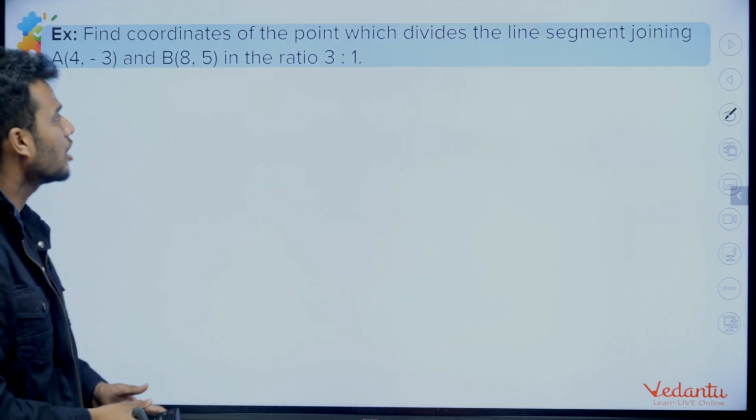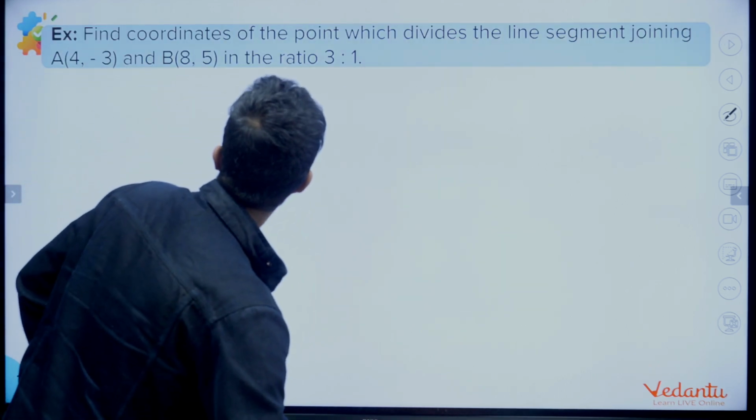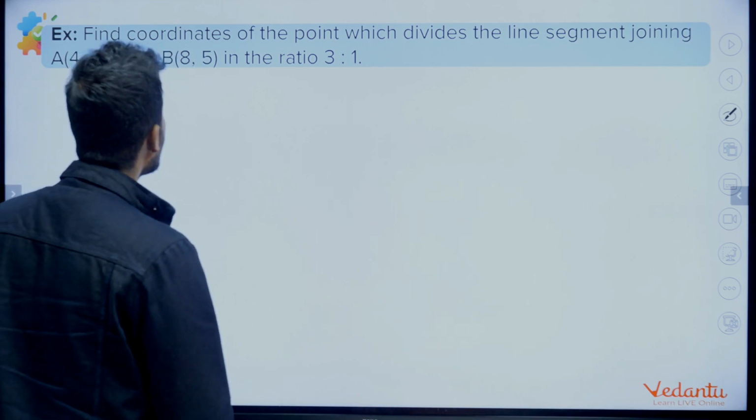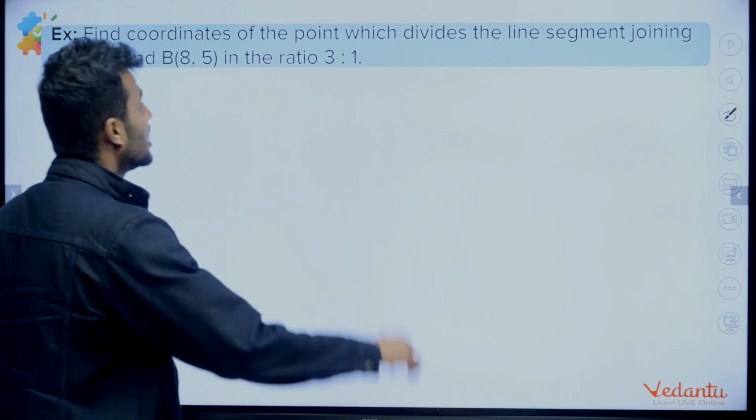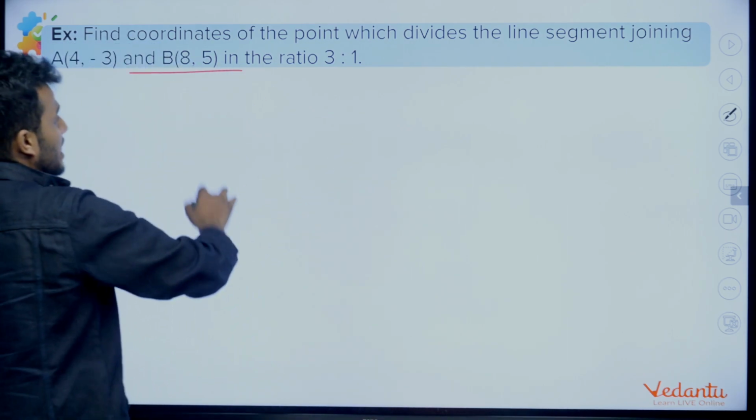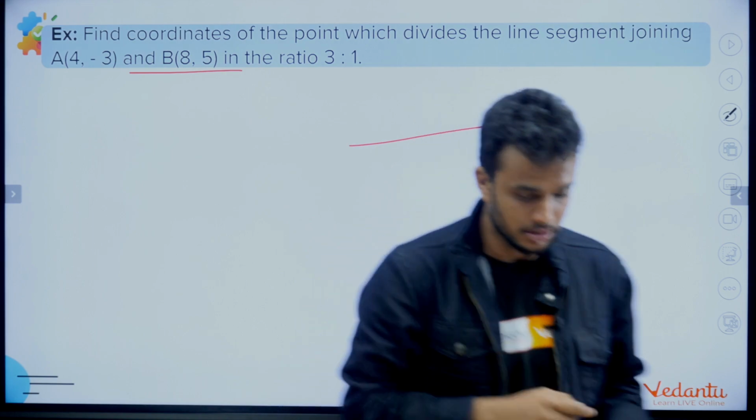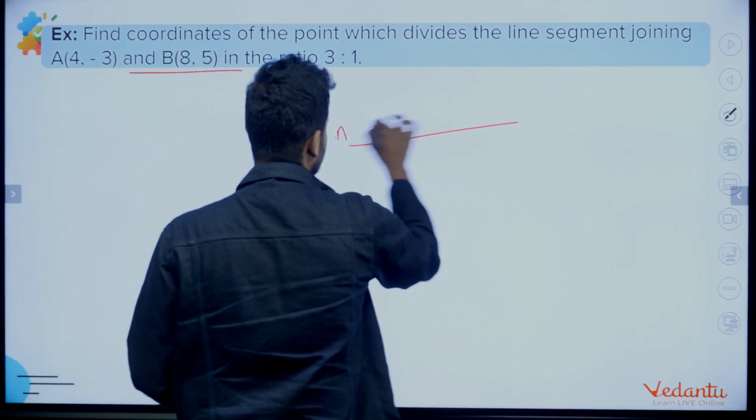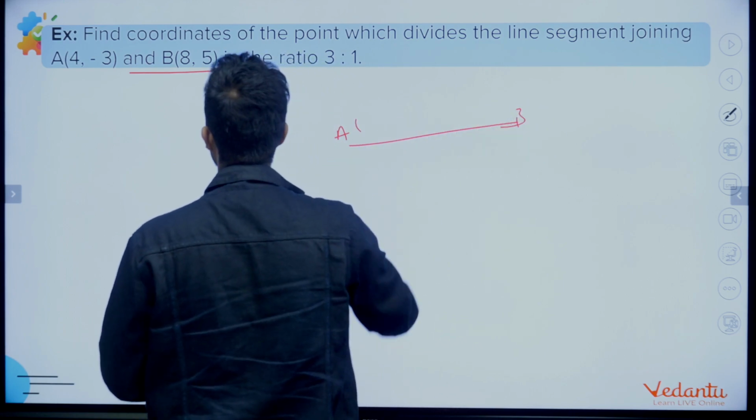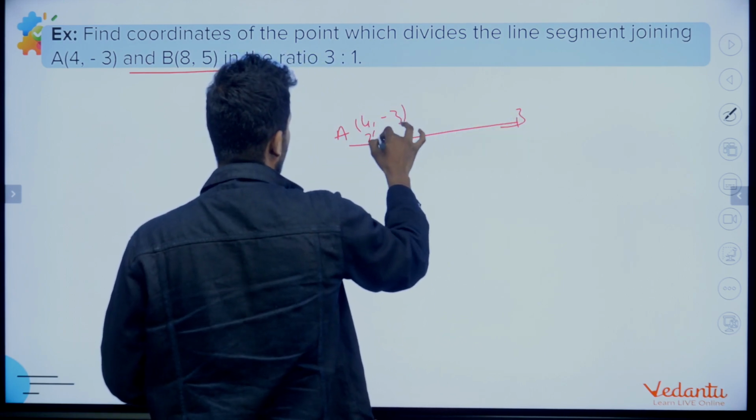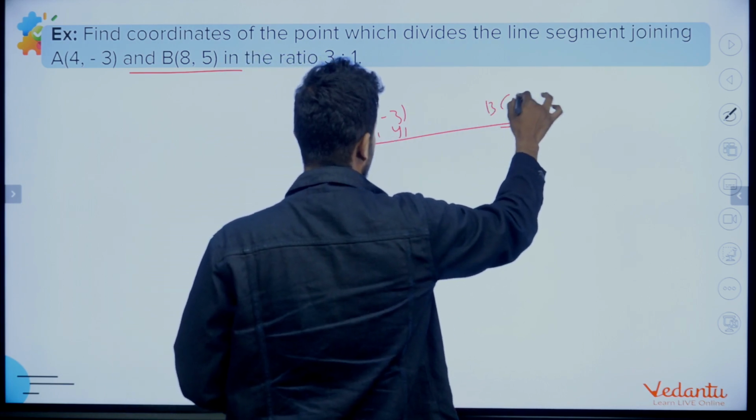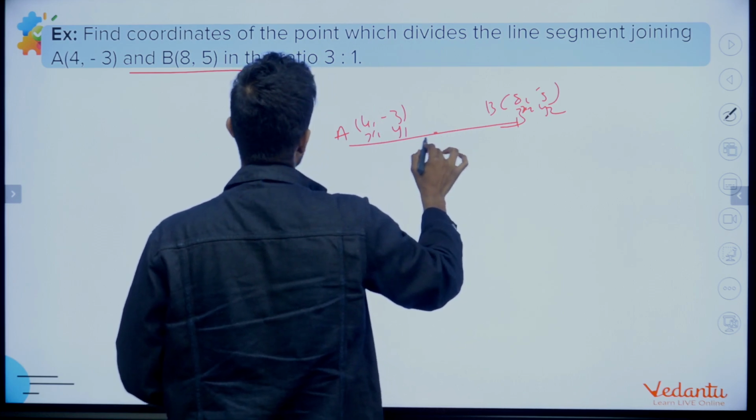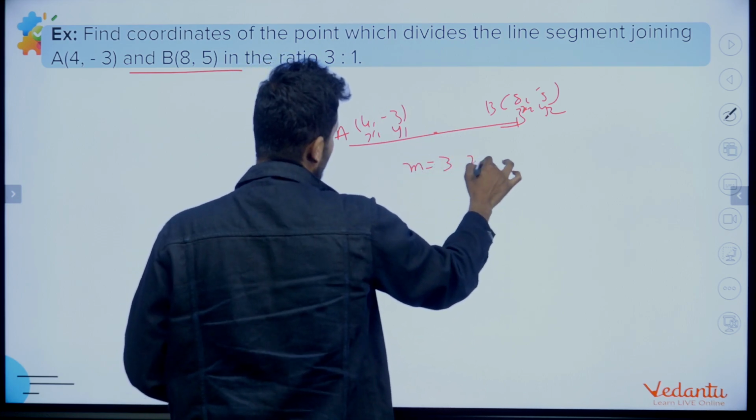Okay, next question. Let's solve, students. What is the question here? Find the coordinates of the point which divides the line segment joining A and B. One line segment is there. Yes, A and B. This is the A coordinate: A coordinate is nothing but 4, minus 3, the x1, y1 values. In the case of B coordinate, 8, 5, the x2, y2 values. Then this is m is to n. M value is equal to 3 and n value is equal to 1.